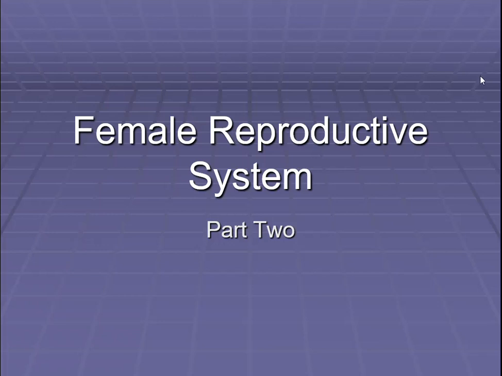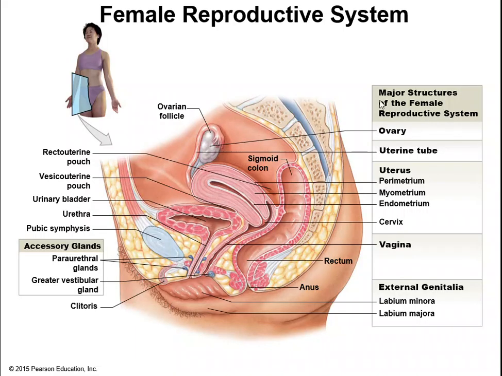Welcome to the female reproductive system. The primary role of the system is to produce eggs, and the eggs are also known as ova, ovum for one, ova for many. It also produces some sex hormones, and it has structures that will help to support and protect a growing embryo. The major structures include the ovary.